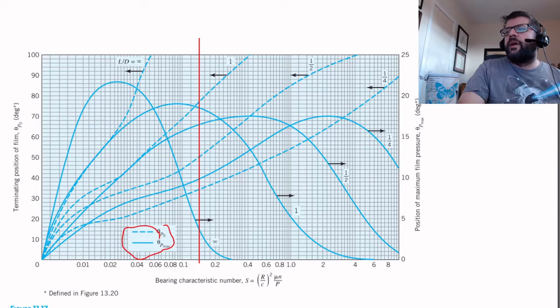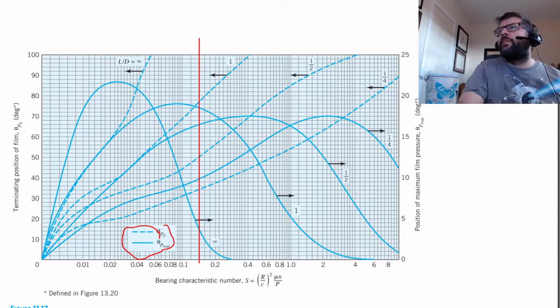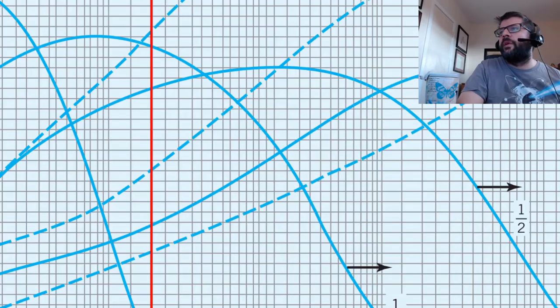Yeah, so a dotted line is the position of the terminating position of the film. So we're looking for the solid line first, the Pmax one. That's this line here. So the position where that intersects is, let's zoom in a little bit so we can kind of see it there. Okay.